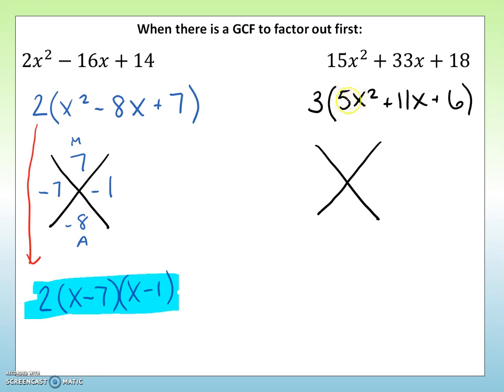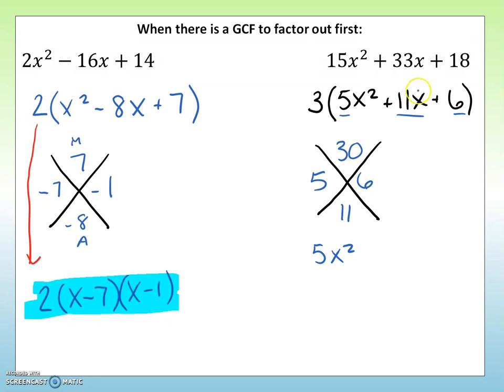Now this one, we have the coefficient in front. We have a leading coefficient. So we can't write 6 up here. We have to multiply 5 times 6 and write 30. When we combine our like terms, it needs to add up to 11. 5 times 6 is 30. 5 plus 6 is 11. So we go ahead and write it out.